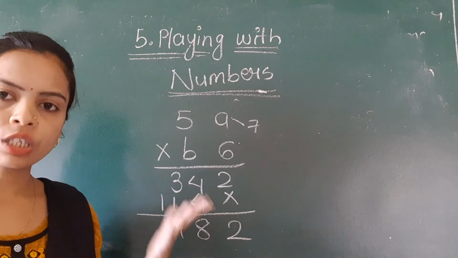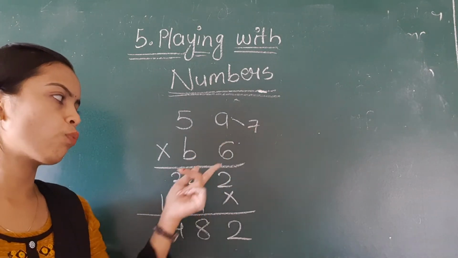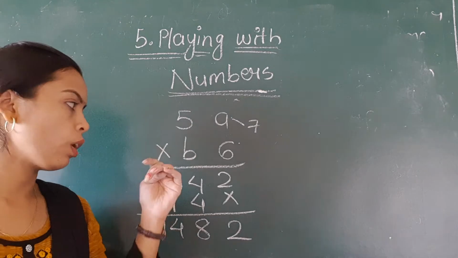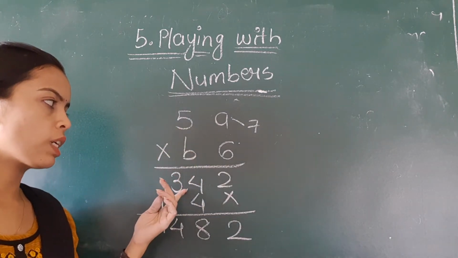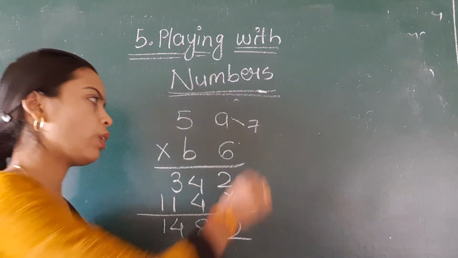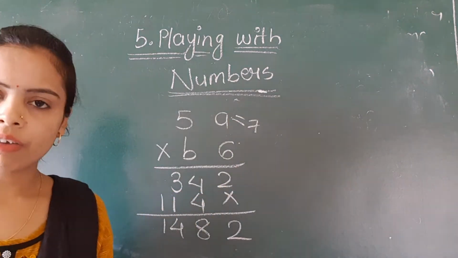So we are checking for the 7 also. So 6 7s are 42. Carry is 4 and 6 5s are 30 and 4 is 34. That means the value of A is equals to 7.